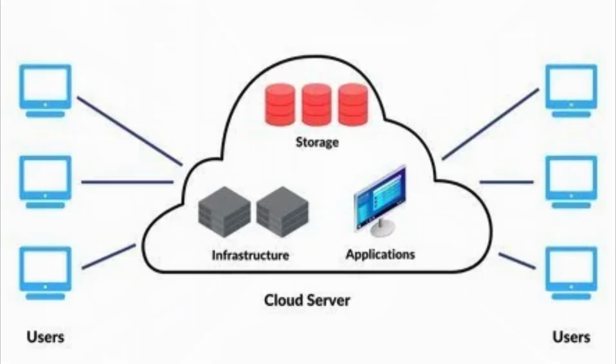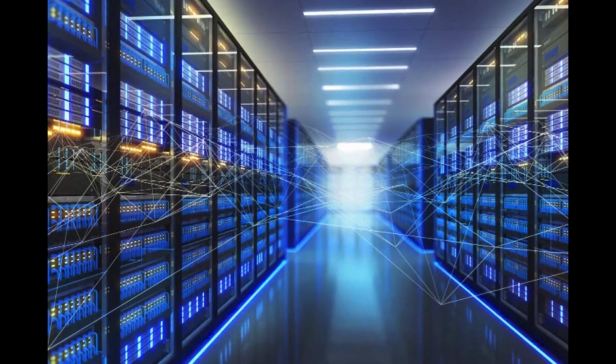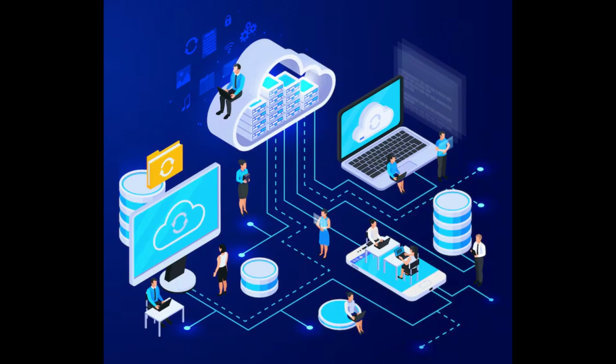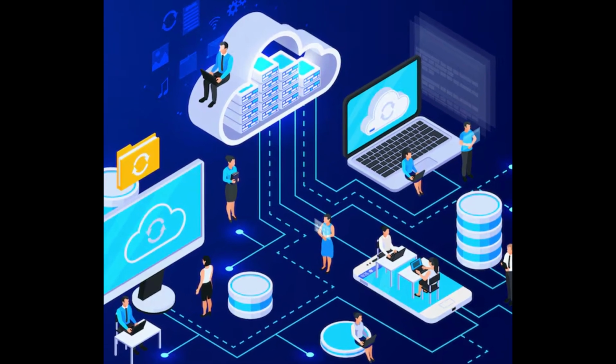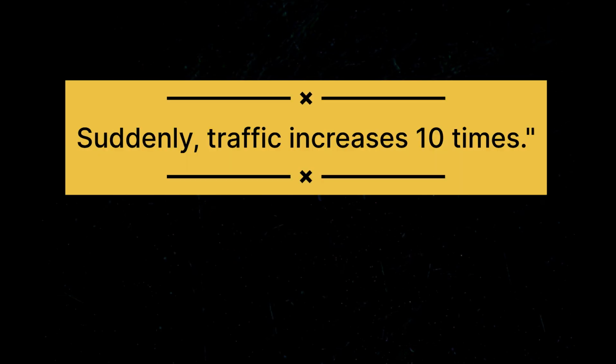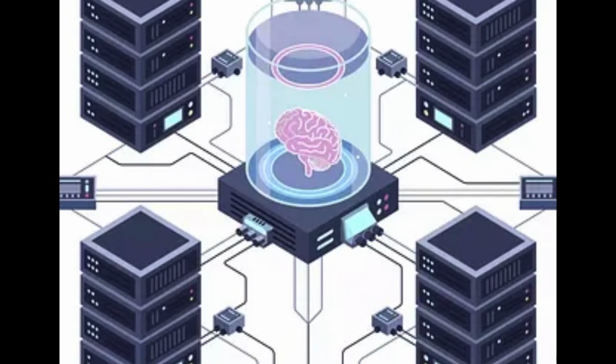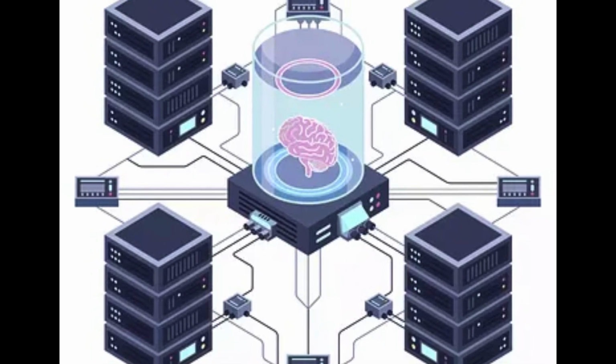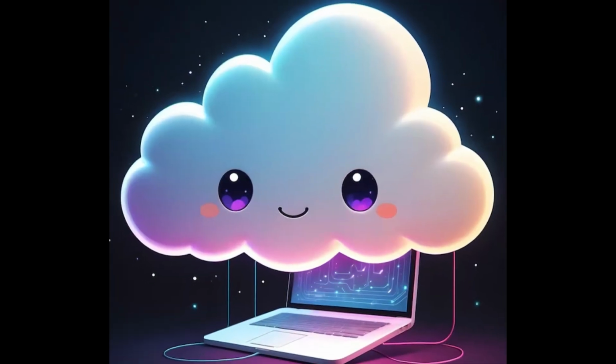Every day, millions of people use applications for shopping, banking, streaming, and communication. But have you ever wondered how these applications handle millions of users without going down? What happens when traffic suddenly increases? What happens when a server or application fails? How do companies deploy new features without causing downtime?